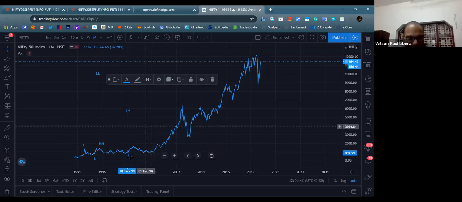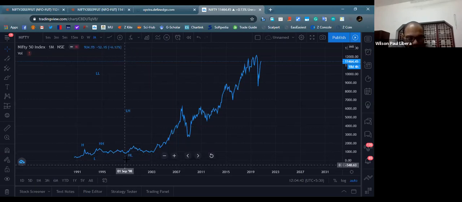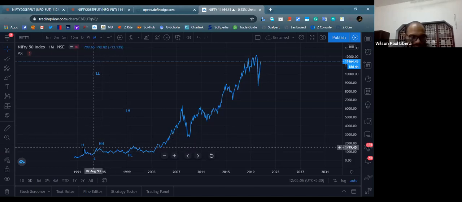Why is it a higher low? It is a higher low because this low was higher than the previous low. The previous low was 656, but this low is 817. So this is a higher low than the previous low. This is a higher high because this high was 1290 and this high was 1261. So this is a higher high than the previous high. So this is a high, this is a low, this is a higher high, this is a higher low.